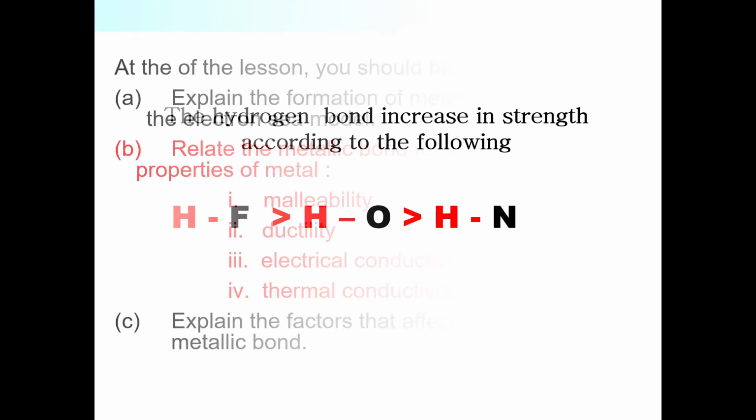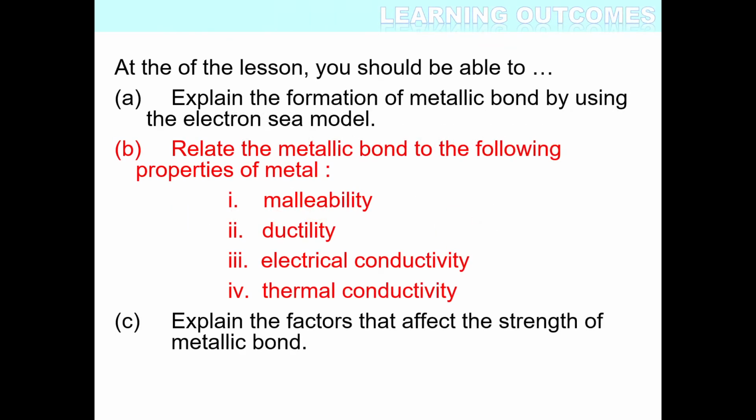Okay, the last part in this chapter 4 is about the metallic bond. So for metallic bond, we explain the formation of the metallic bond using the electron sea model. So metallic bond, as the name suggests, is bonding in metal elements. That's why it is called metallic bond.